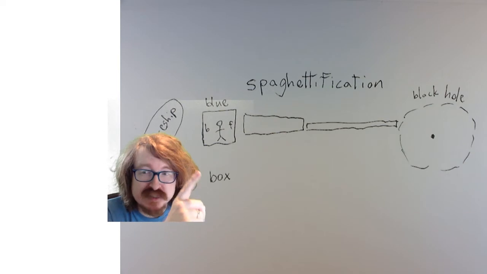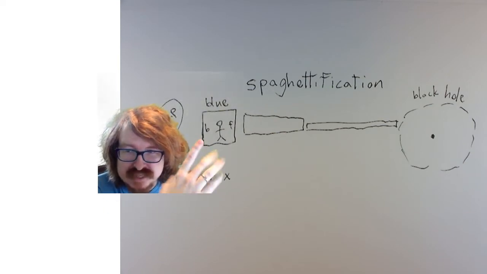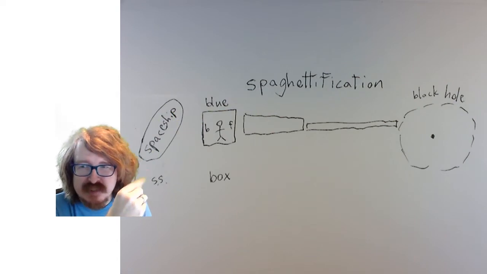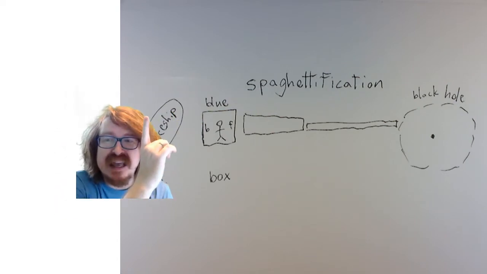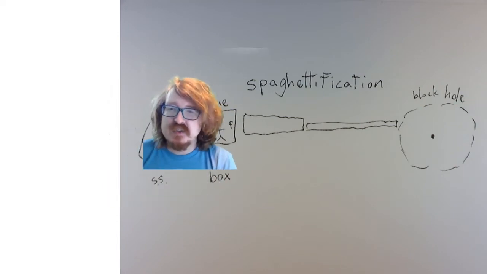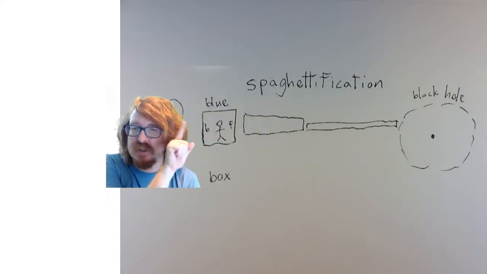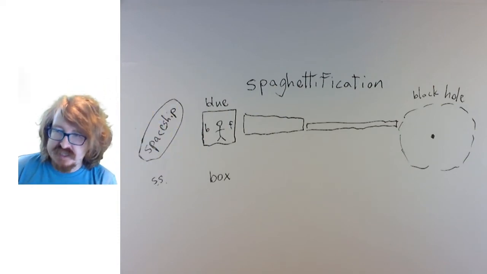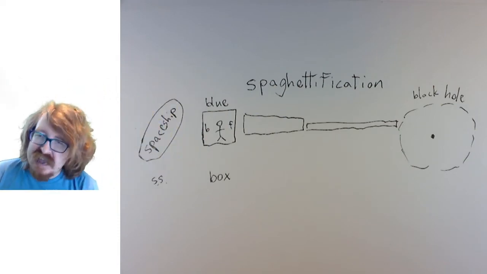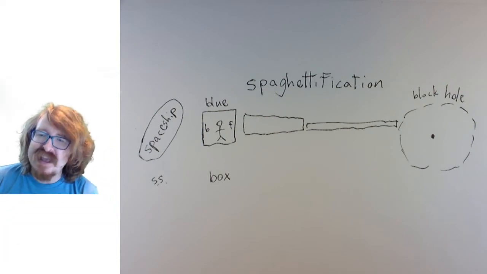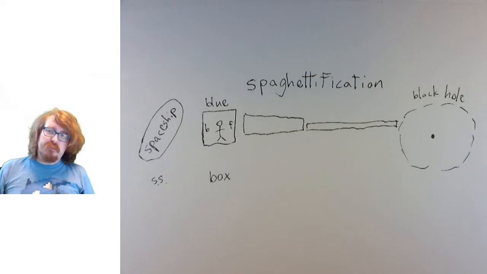Who sees this happen to the guy in the box? Well, the box dude definitely sees it happen to himself. He's not going to be happy about this. It's not going to happen to the spaceship as long as it flies away, but they will see it happen to the guy in the box. So spaghettification happens to the box from everybody's point of view. It's not a relativity thing, okay? But everything else I'm about to mention is a relativity thing. So it's going to depend on your point of view.